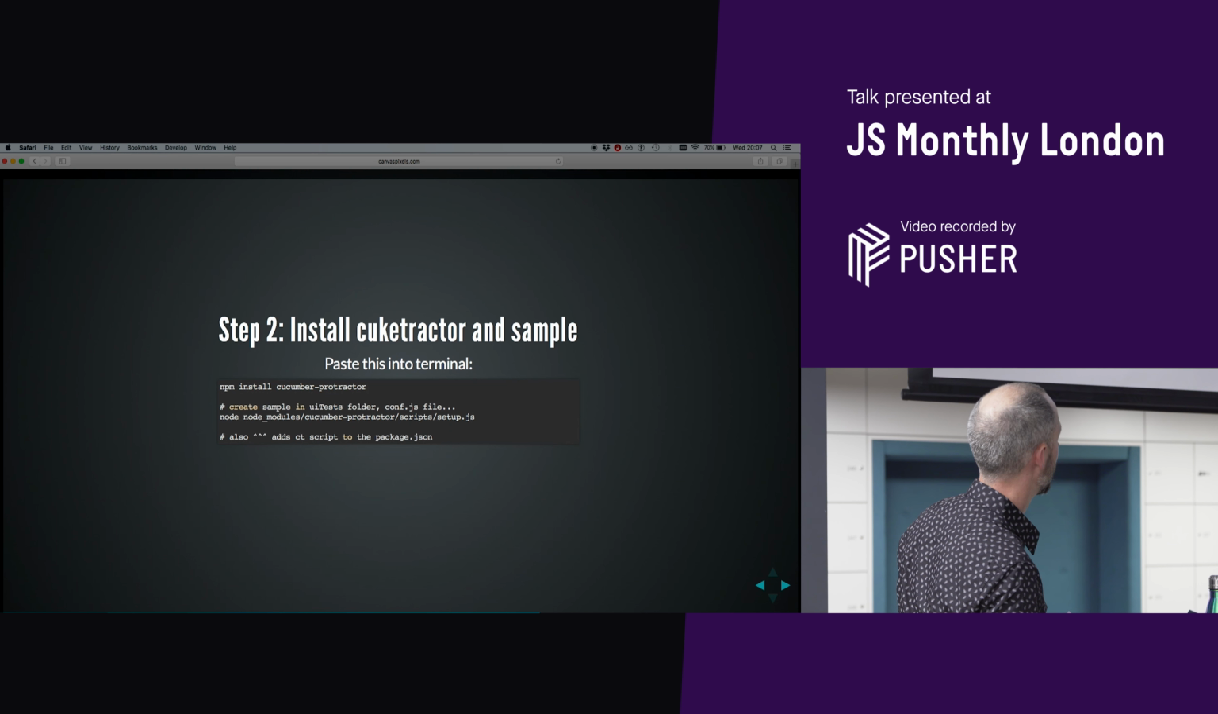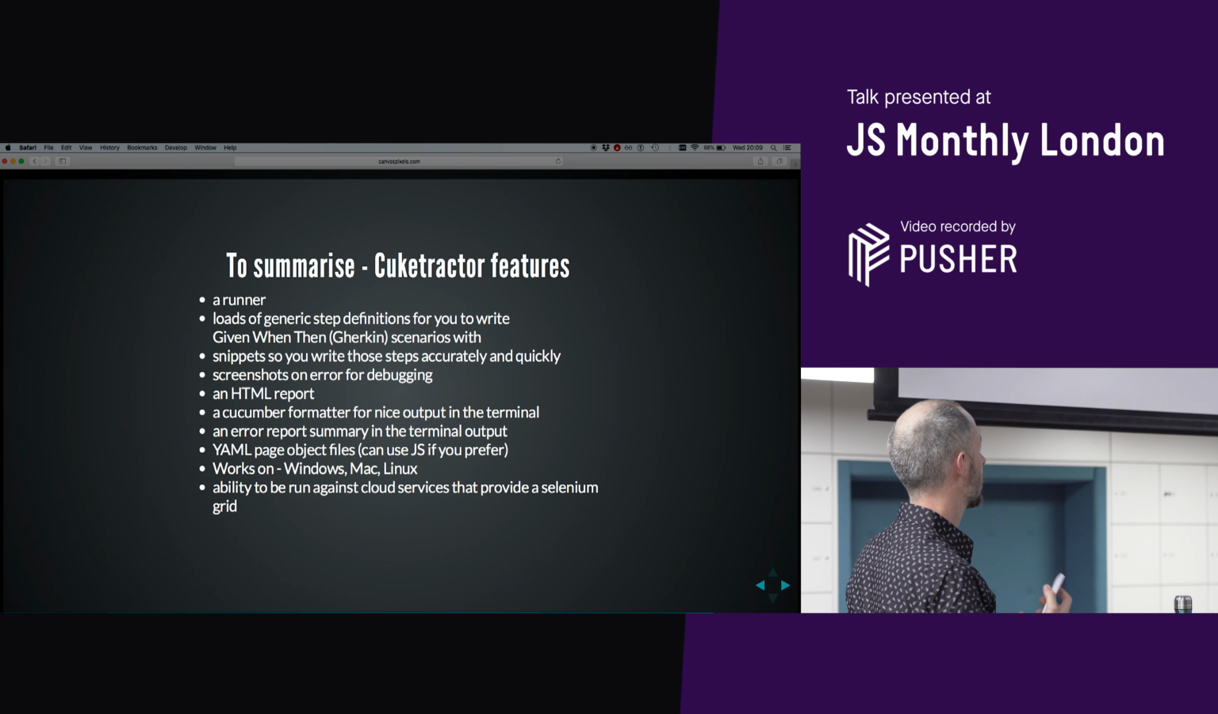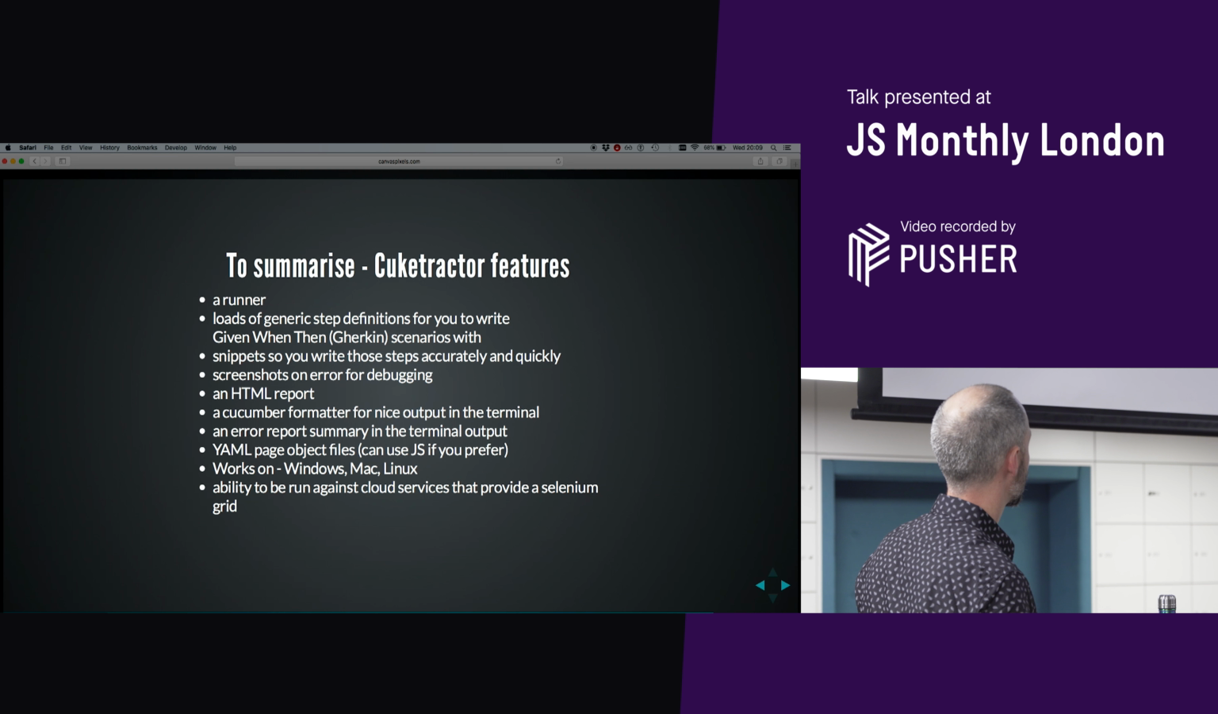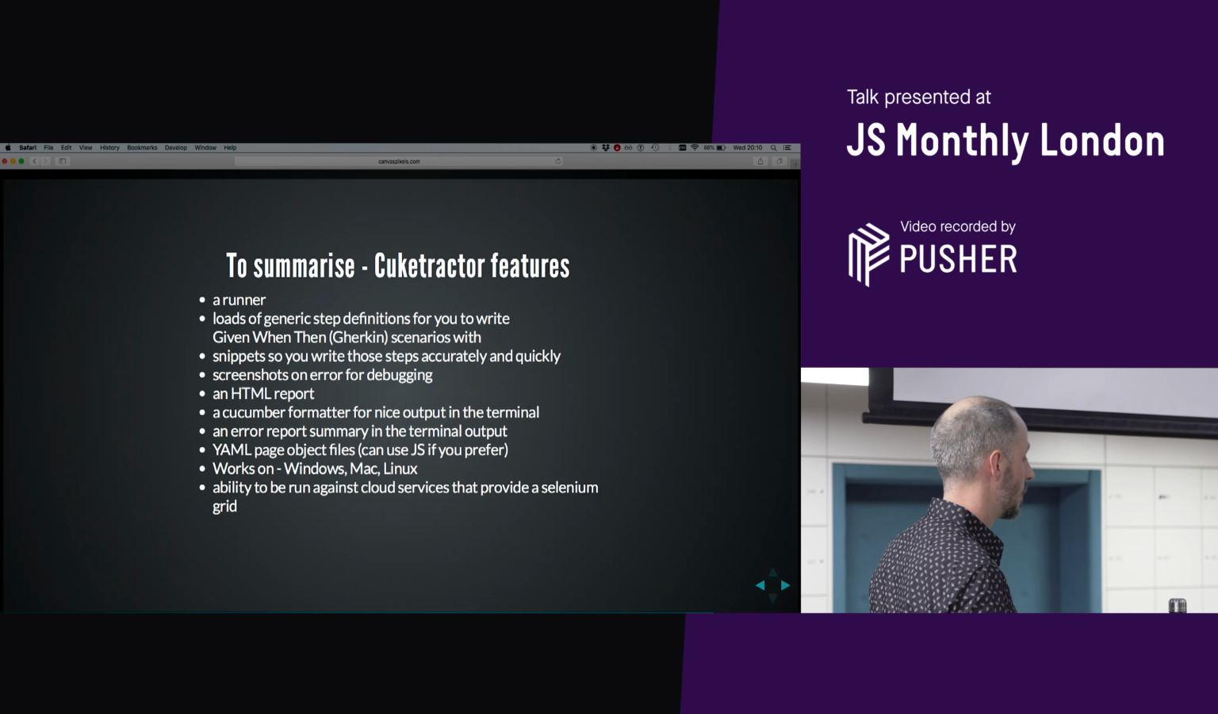And just to summarize the features of Cuketractor, it provides you with a runner, so you can do npm run ct. It's got loads of generic step definitions, so you can write your given, when, then steps. It has snippets, so you can write with those really quickly and accurately. It has screenshots on error for debugging, and also if you wanted to take a screenshot for whatever reason, maybe just for debugging or just for showing the app, you can use that. It provides an HTML report, a Cucumber formatter so that you get nice output in the terminal, an error report summary in the terminal, and the YAML page objects, which you saw earlier, and works on Windows, Mac, and Linux. And it has the ability to really easily set up against a Selenium grid, basically multiple browsers.